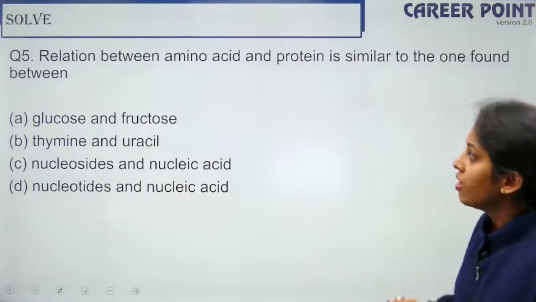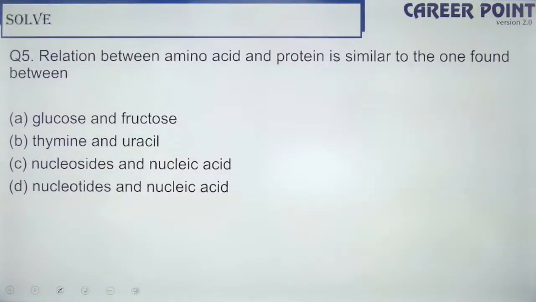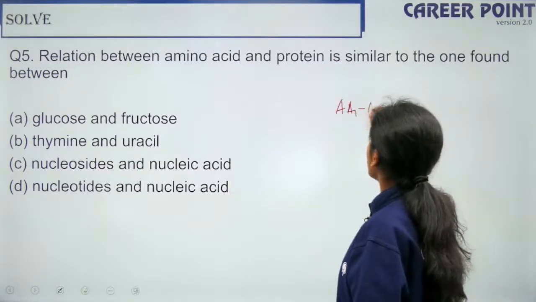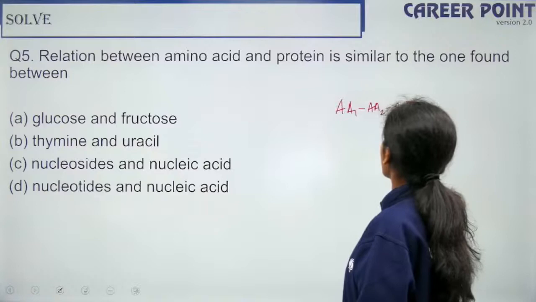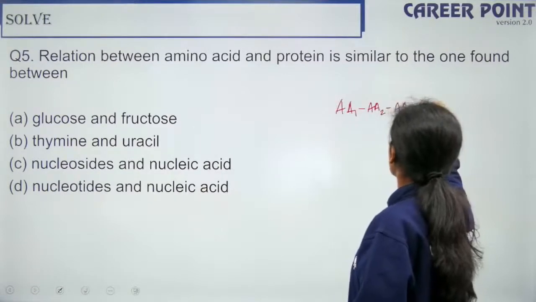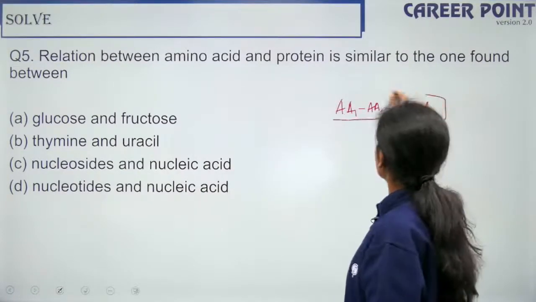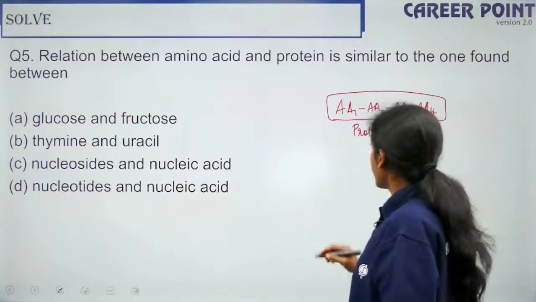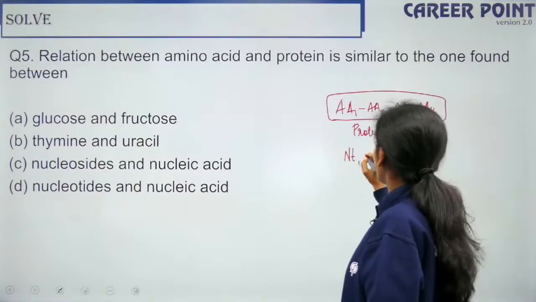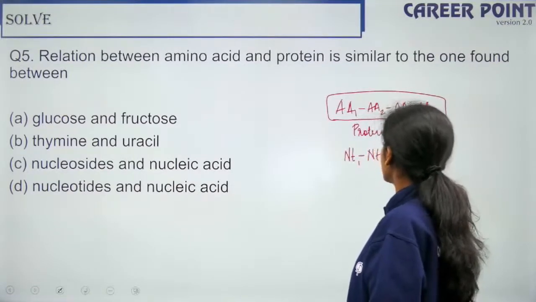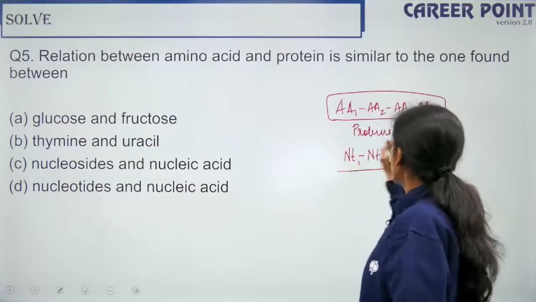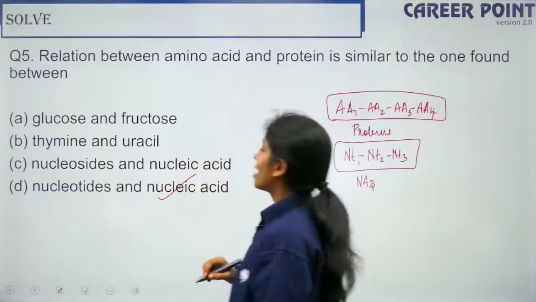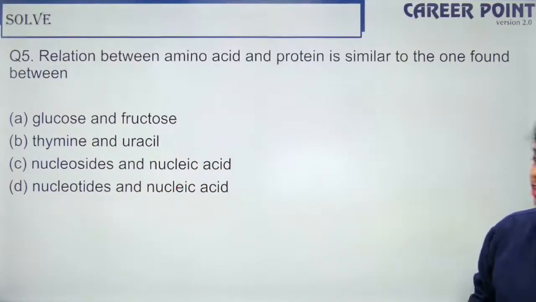So question 5, the relation between amino acid and protein is similar to the one found in. Polymers of amino acids make up protein. So I have many amino acids, and these many amino acids make up my proteins. Right? Similarly, one nucleotide, the second nucleotide, the third nucleotide, so polymers of nucleotides make my nucleic acids. So proteins and amino acids, it's similar to nucleic acids and nucleotides.